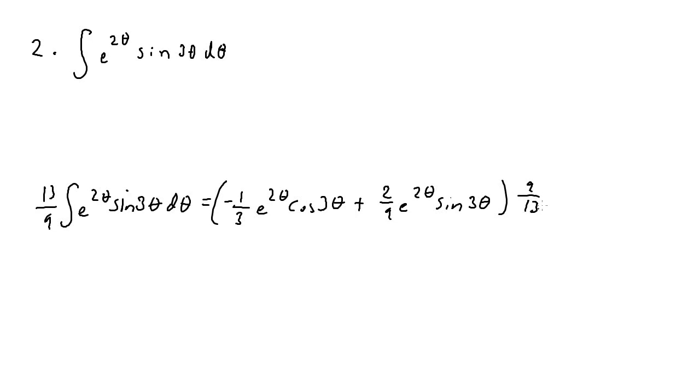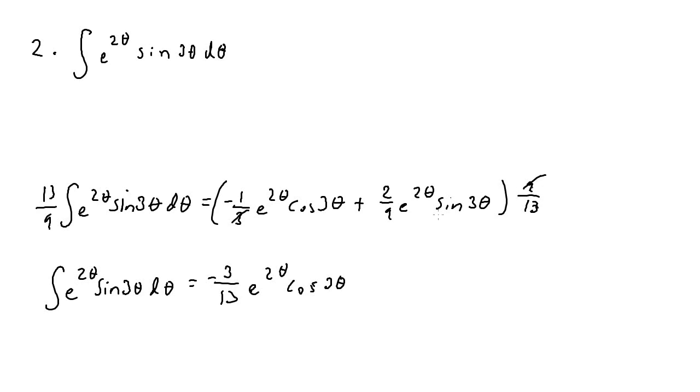So now that we have the integral of e to the 2 theta sine of 3 theta d theta all by itself, the integral is going to equal, I'll go ahead and distribute the 9 over 13. So 9 over 3 is going to be 3, so we get negative 3 over 13 times e to the 2 theta cosine of 3 theta. And then here 9 over 9 cancels, so we have plus 2 over 13 times e to the 2 theta sine of 3 theta. Since this is an indefinite integral, I'll add the plus c, and that's the final answer.